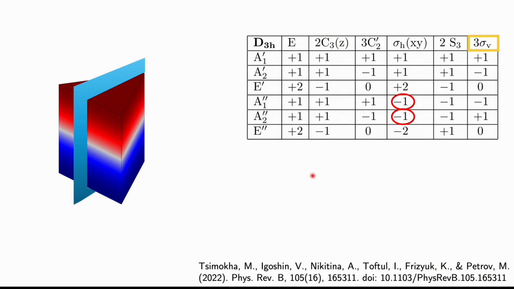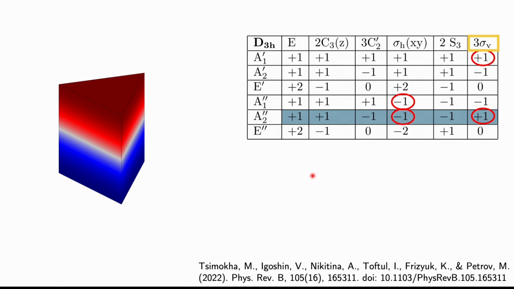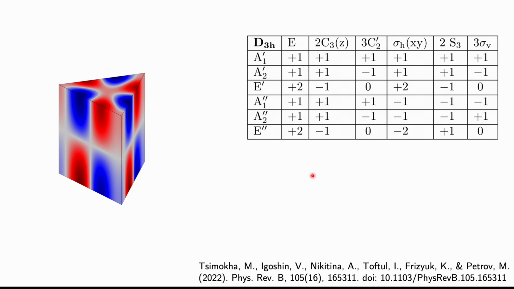Here it is even. So the mode transforms according to A2''. If we check the remaining symmetry operations, everything matches. Now let's take another mode. This one is odd under both reflections. That means it transforms according to A1''.